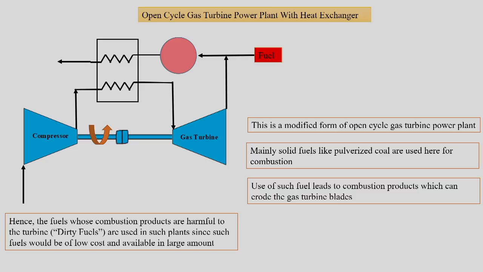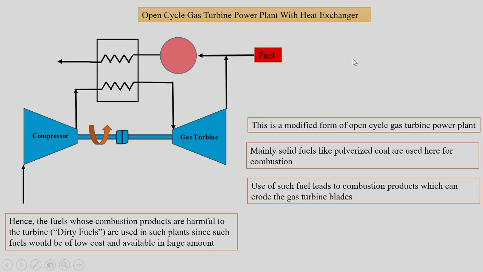Mainly the fuels which we can think of for use in such an arrangement of heat exchanger are the fuels which are titled as dirty fuels, since the dirty fuels, or the fuels which produce harmful products, can obviously be accommodated in these gas turbines. So such fuels, which either have low cost or have large abundance, can be utilized to achieve our basic objective and to reduce the cost.